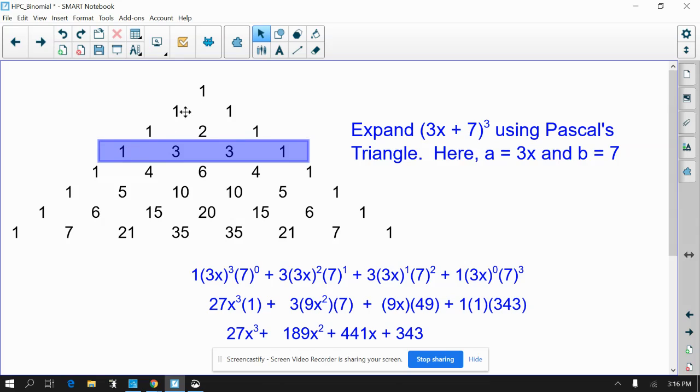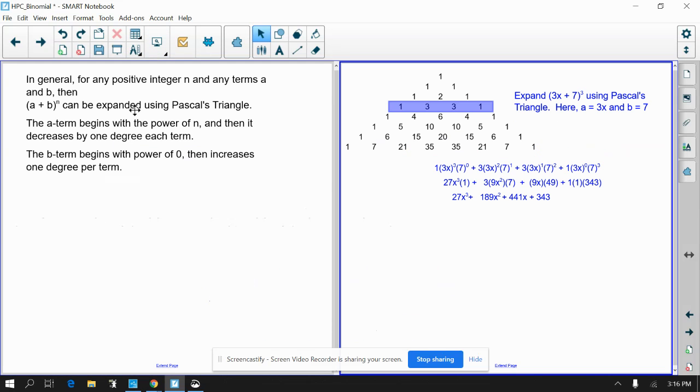These are called Pascal numbers, all these numbers in here. So how do I use this? Well, the information I put up on the last slide: the A term begins with the nth power.